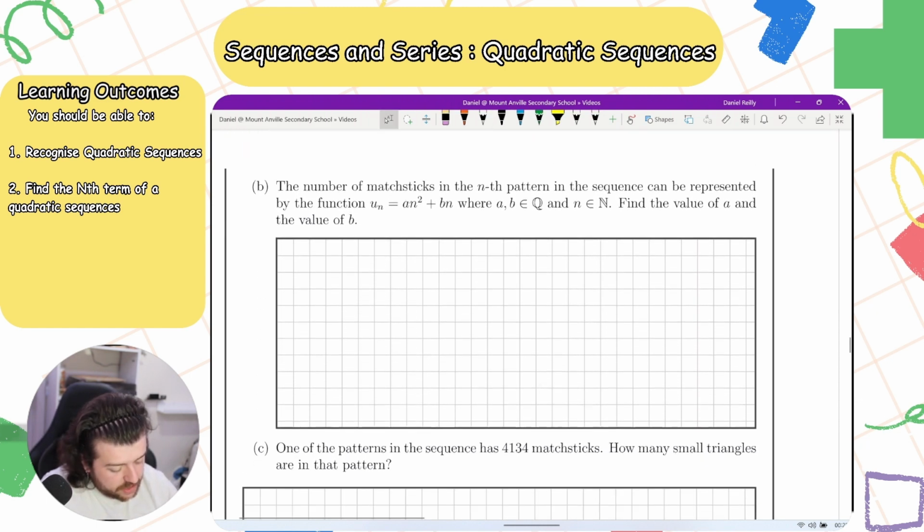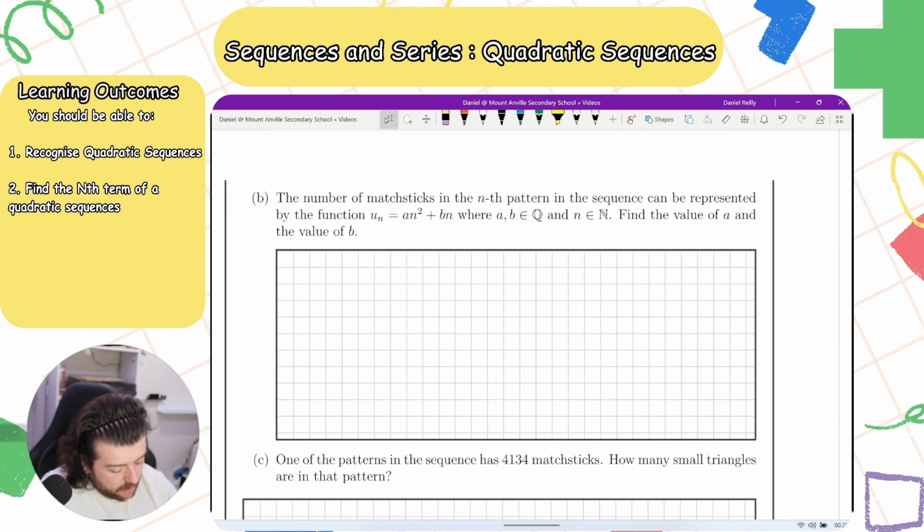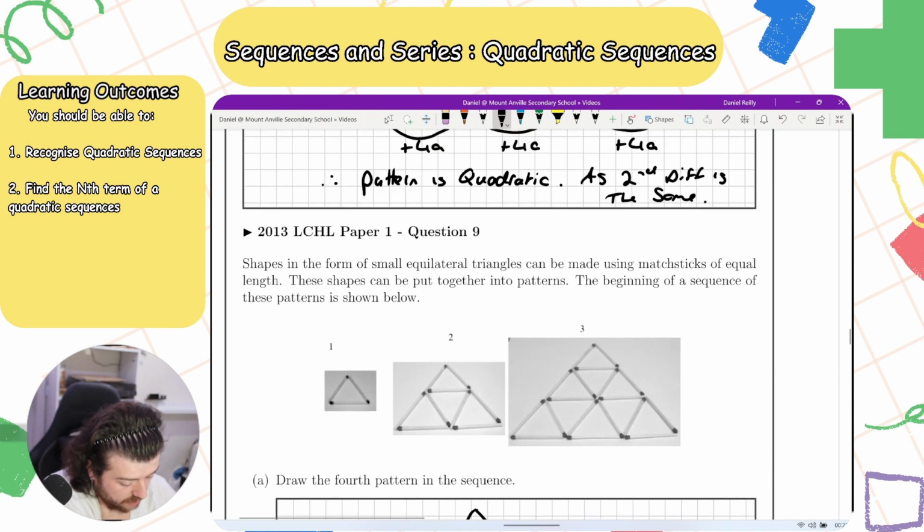The number of matchsticks in the nth pattern is represented by the function un equals an squared plus bn, where a, b is an element of the rational numbers and n is a natural number. Find the value of a and b. So this is just a function for the number of matchsticks in this.